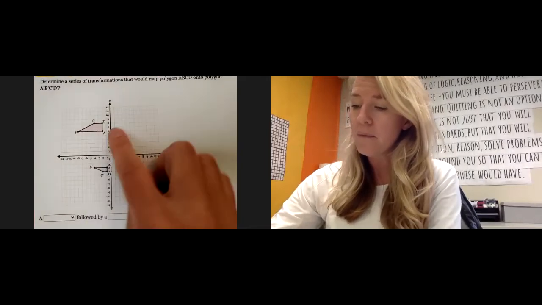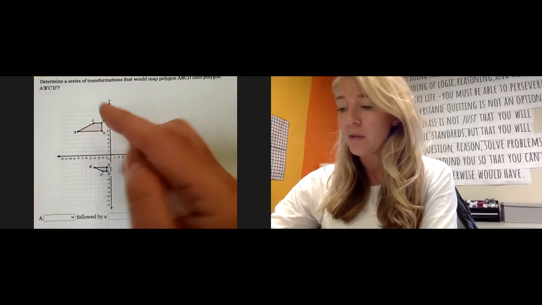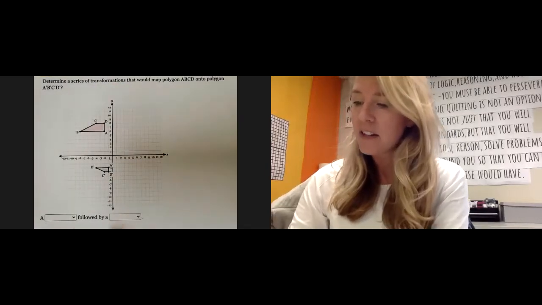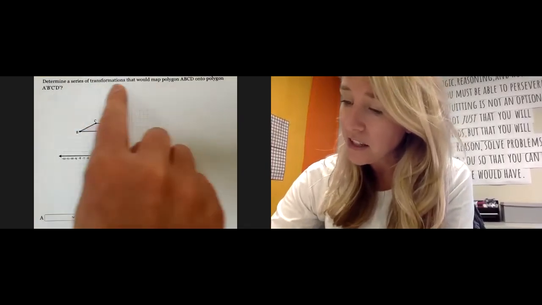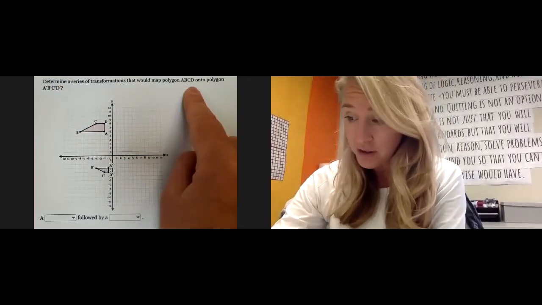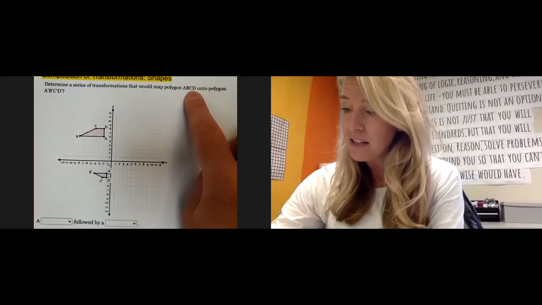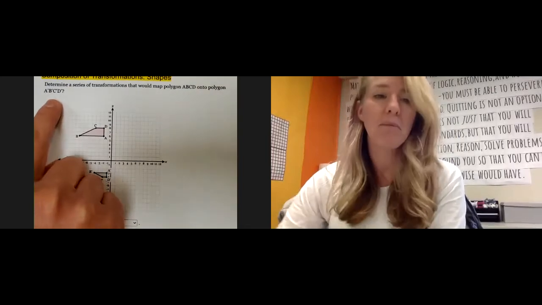So you could do a reflection over the x-axis, and then a dilation can happen. It says here, determine a series of transformations. Series just means more than one. That gets you from A, B, C, D onto A prime, B prime, C prime, D prime. That's how you say that.